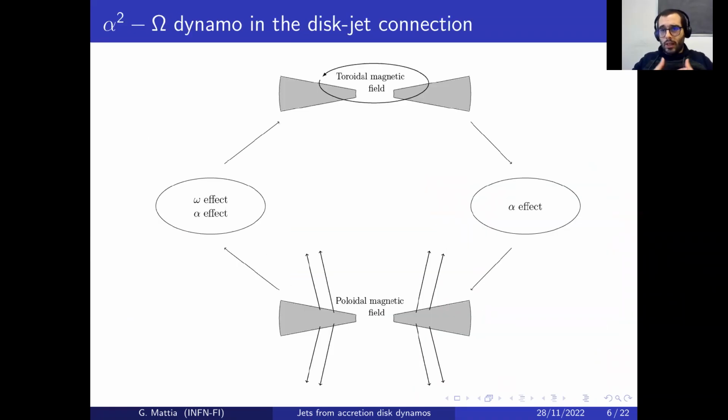In the simulations that I performed, I did 2D, and I focused on an alpha-squared-omega dynamo. What does it mean? That we have both the dynamo and the rotation of the disk as amplification processes for the magnetic field. In particular, let's start, for example, with a toroidal magnetic field. Then the dynamo effect will amplify a poloidal magnetic field. Now we have a poloidal magnetic field, and the rotation of the disk and the dynamo effect will amplify the toroidal magnetic field, and so on and so forth, until something happens that quenches, suppresses the dynamo.